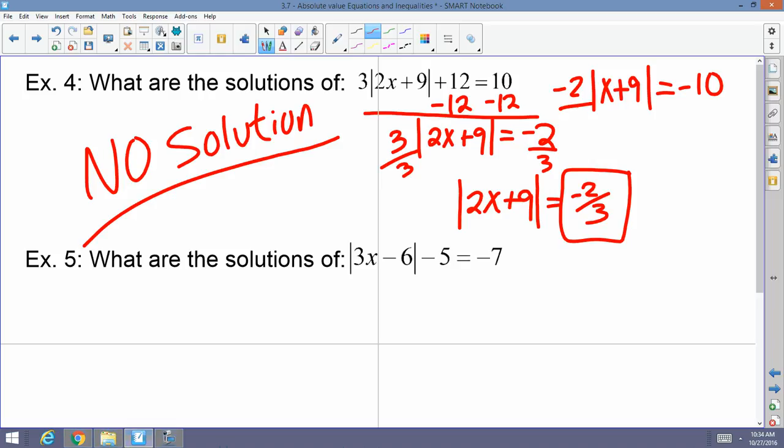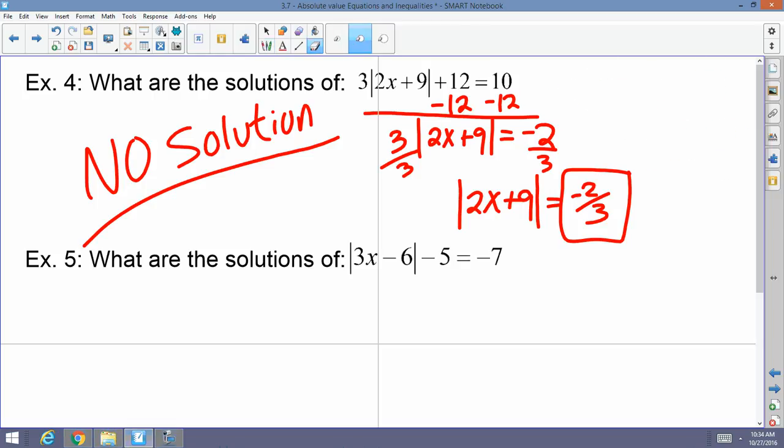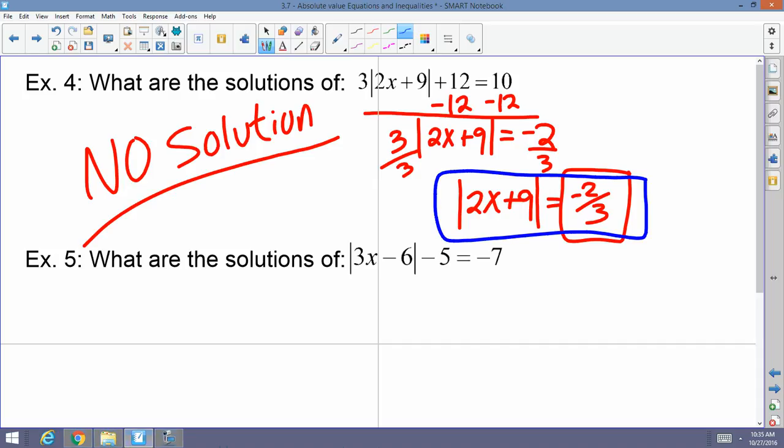In this case, I'm going to divide by negative 2. So I have x plus 9 equals 5. I can go on with this. You feel me here? So just because you see a negative does not mean squat. It's at the end. Just like in this example, we waited until we were done. Does that make sense, guys?